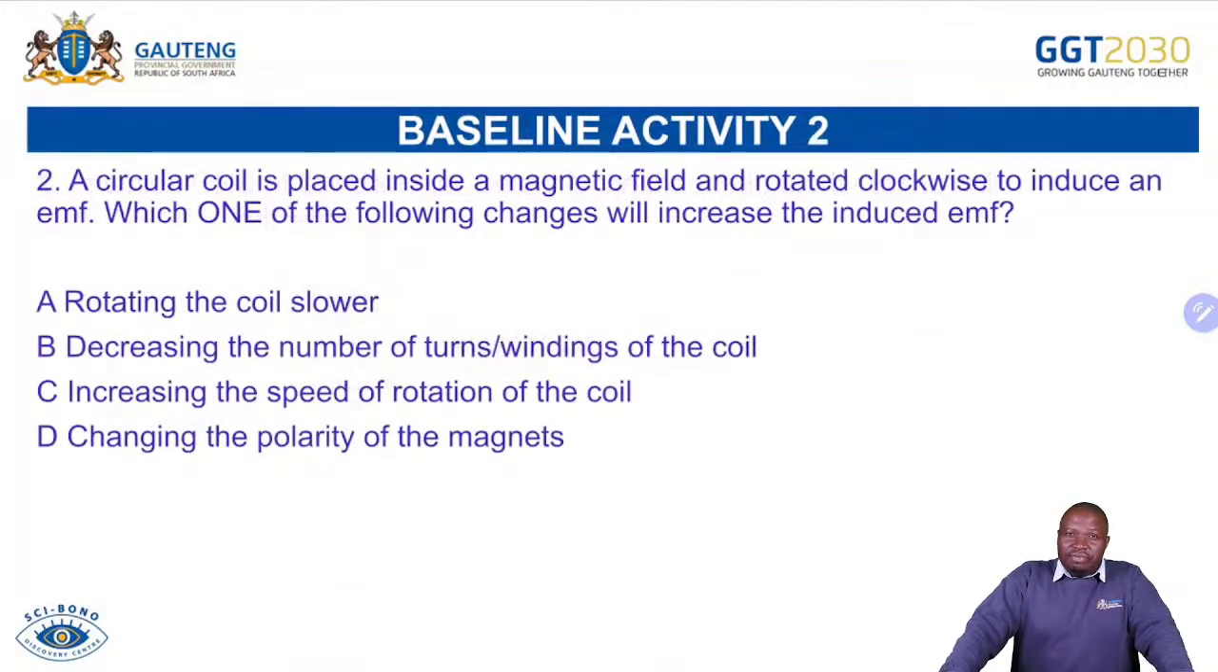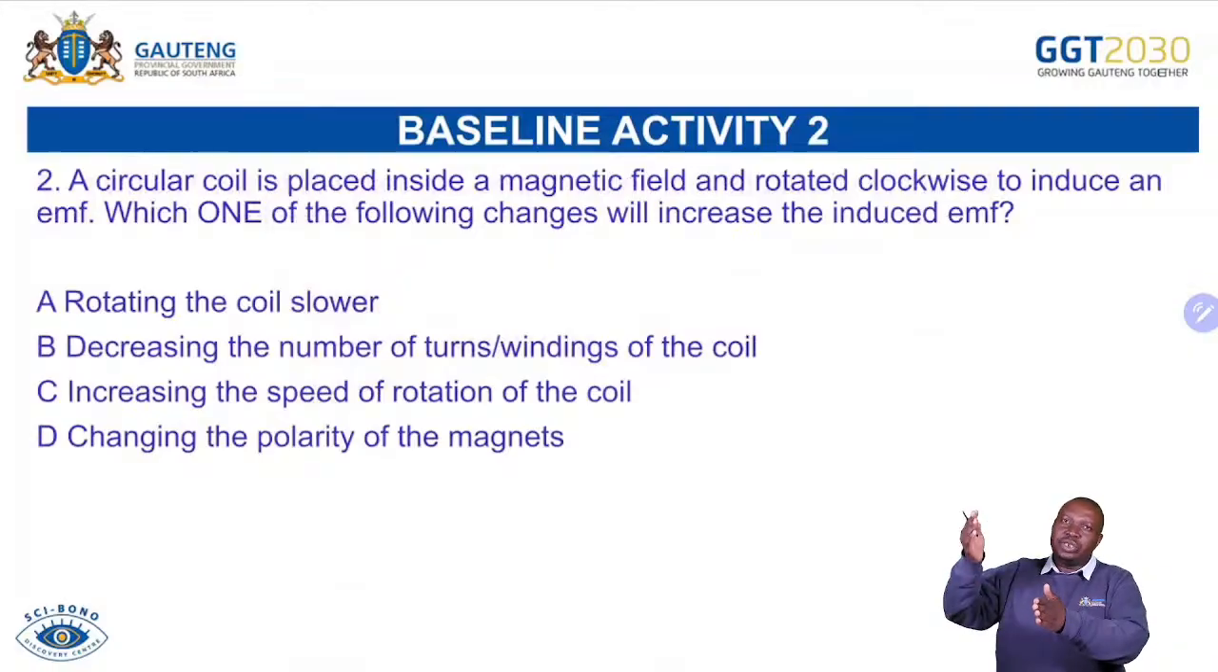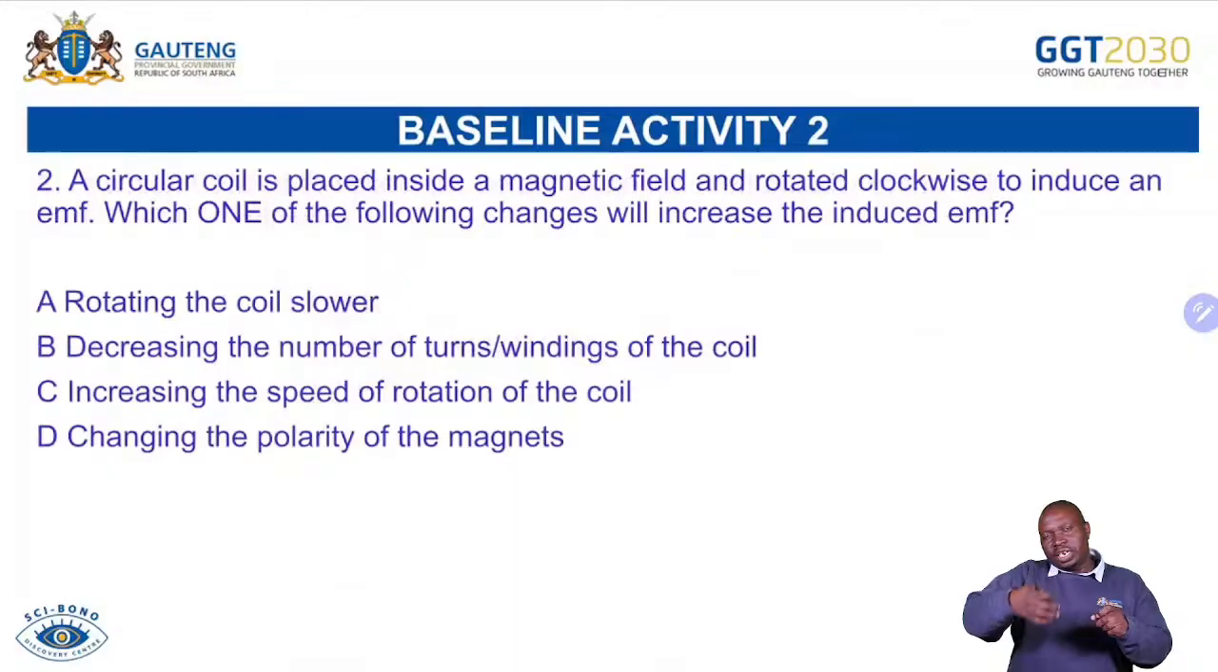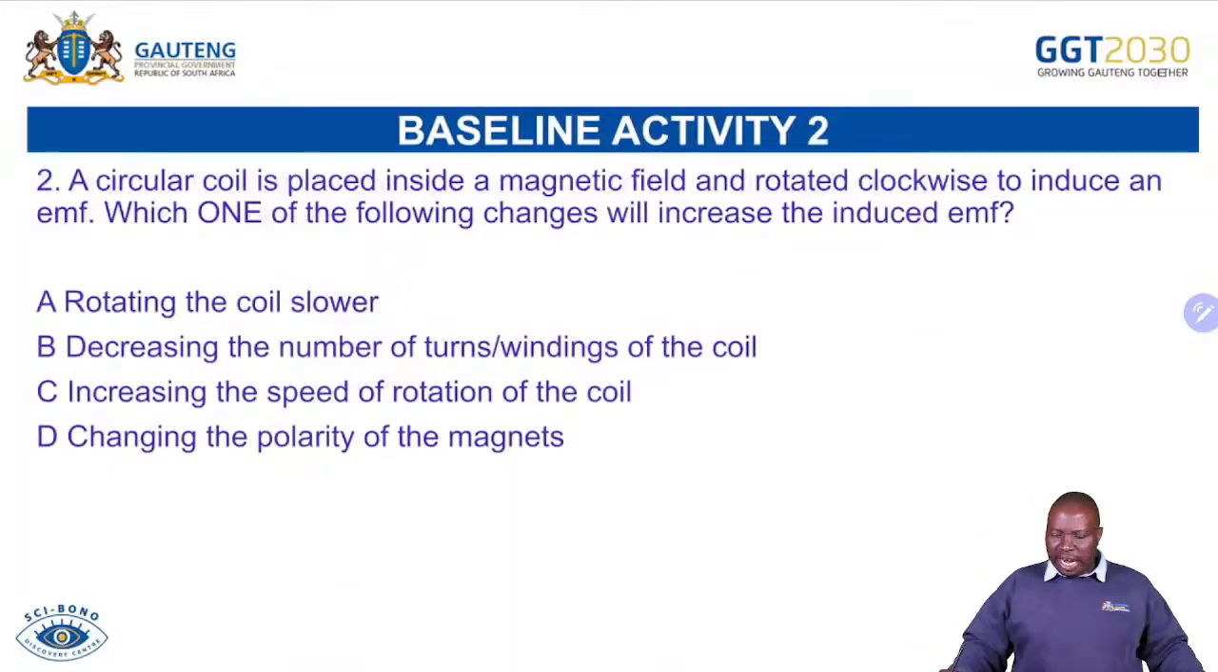I hope that activity helped you to understand that when the north approaches, the coil becomes north, so that it can have a change in magnetic flux. When the south is going away, the coil becomes north, so that it can attract it. So you have that understanding.